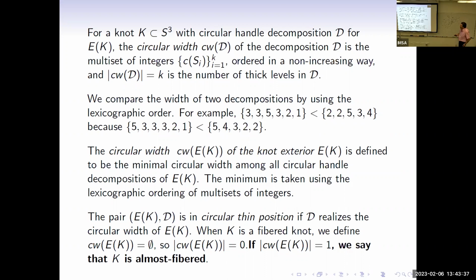And then we say that this knot is in circular decomposition if this decomposition realizes the circular width of the knot. Now, when K is a fiber knot, we don't have H1 or H2, then this is just a product. So in this case, the complexity is just really fine to be.